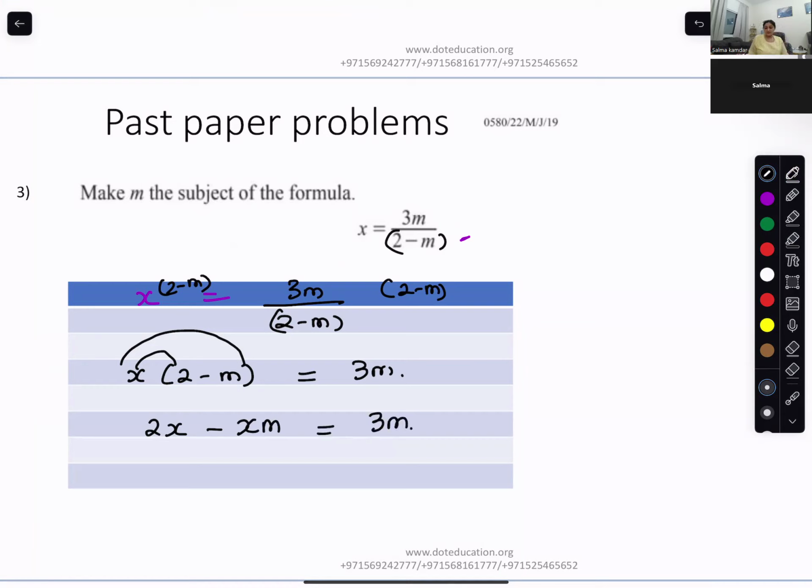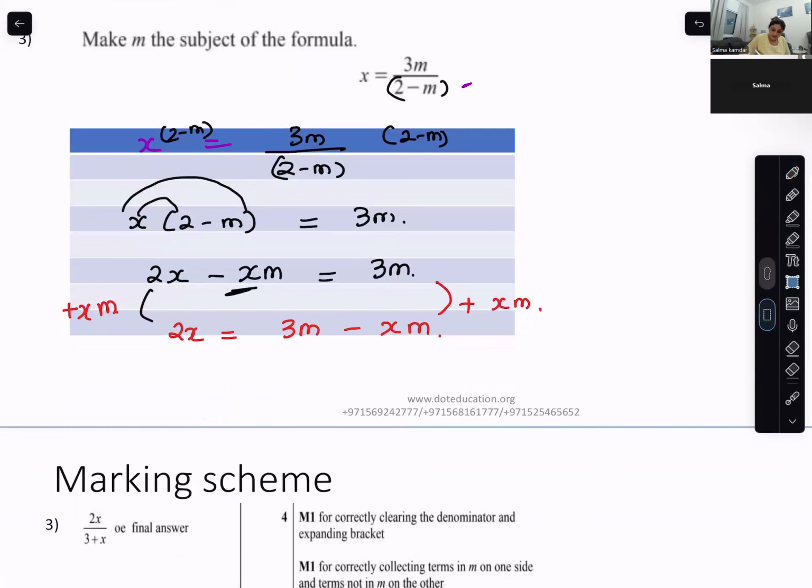I want to make m the subject of the formula. That means I need m on one side. No problem. I need m on one side. So I will add xm to both the sides. So what I get is 2x is equal to 3m minus xm. Since I need m to be the subject of the formula, m has to be on one side.